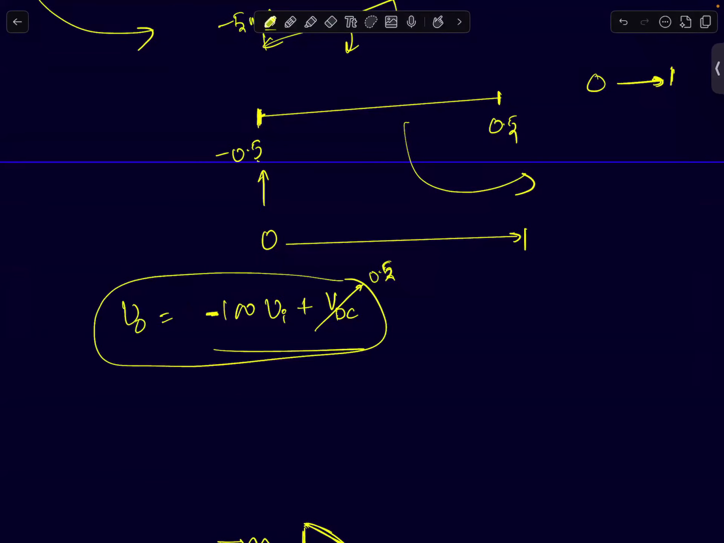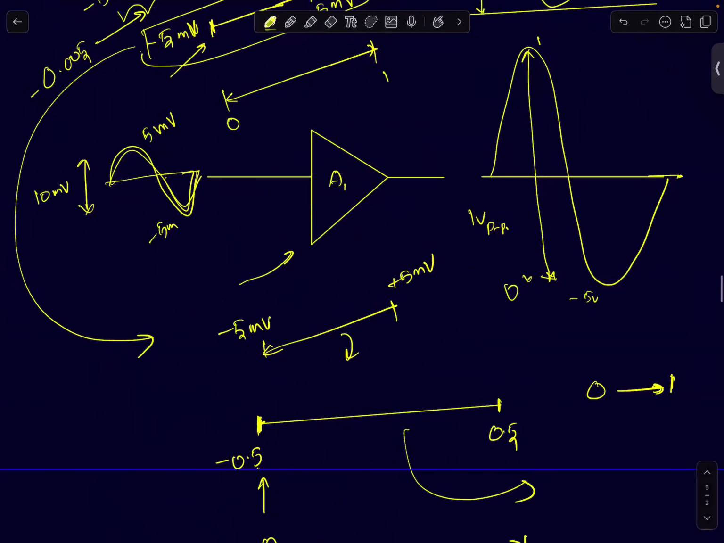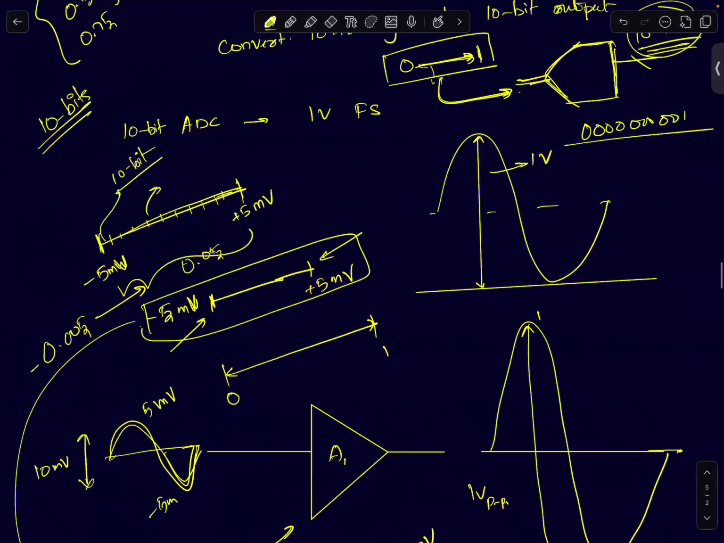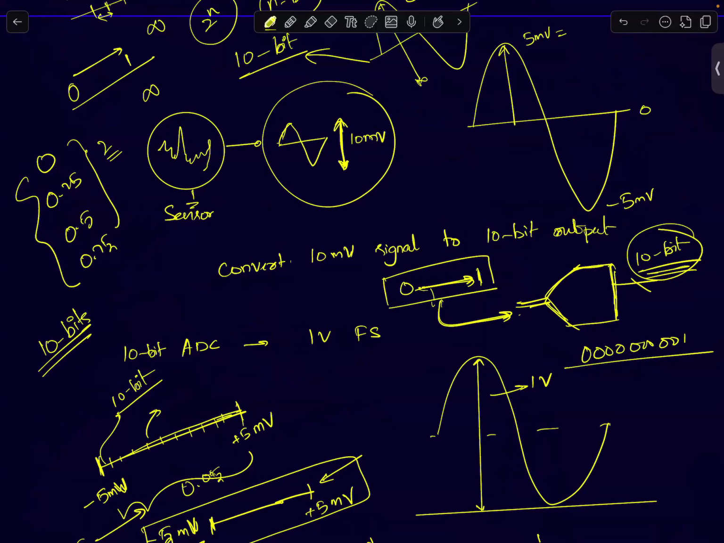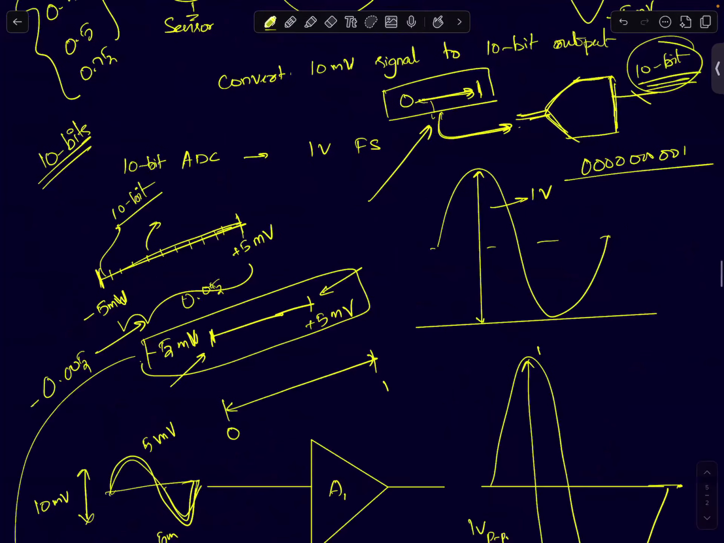So now if you see, I have reduced all I need to do. I'm just giving you a simple example. I have a sensor which produces a signal which goes from minus 5 to plus 5 millivolts. I need to convert it to a 10-bit digital output. You have access to a 10-bit ADC, but unfortunately the ADC operates from 0 to 1 volts. You have to give inputs between 0 and 1 volts. So how do I convert this plus minus 5 millivolt signal to a 0 to 1 volt signal? To do that, you need to do two mathematical operations.